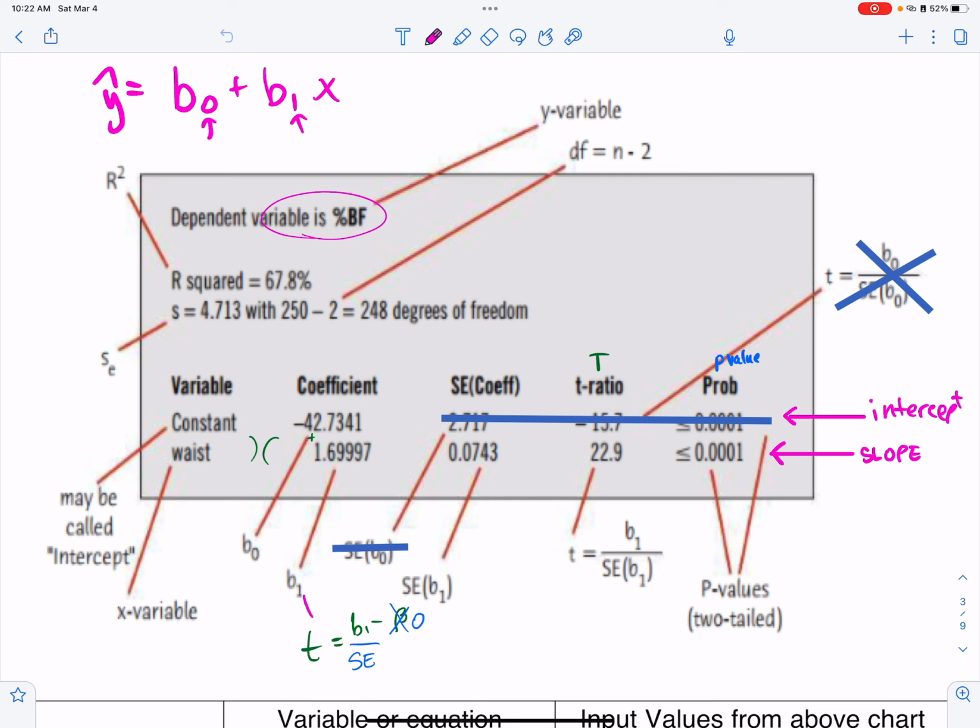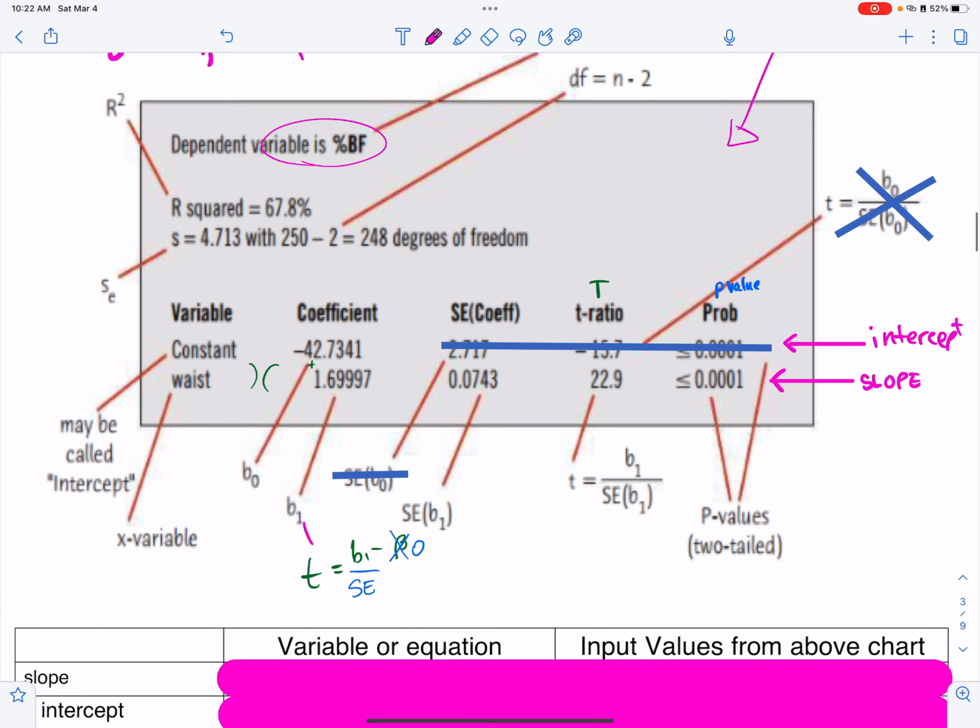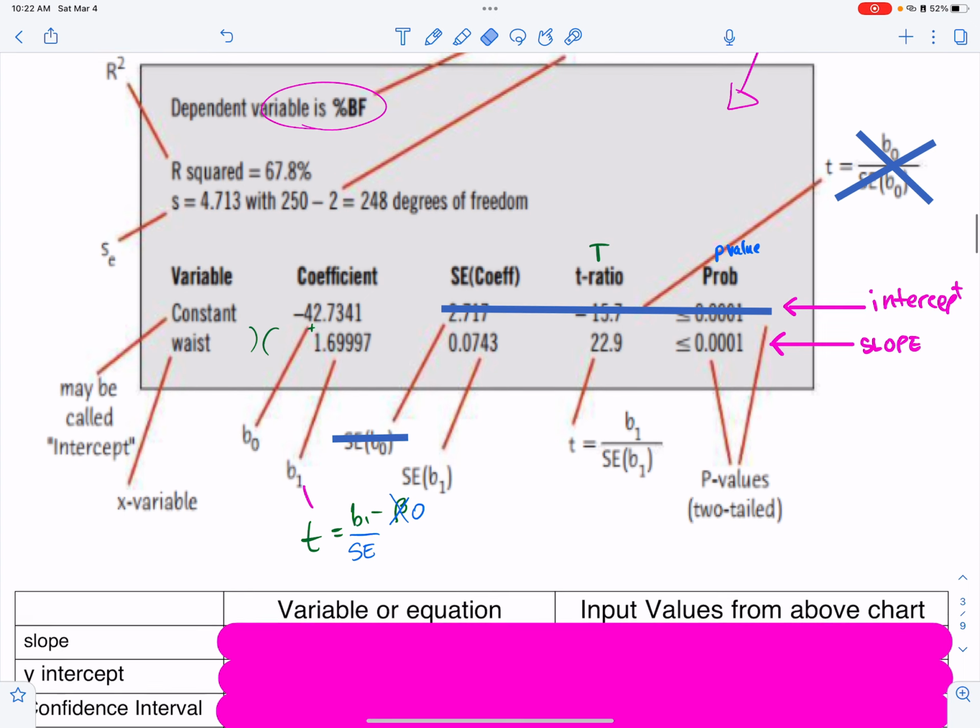A lot of great information, and all of this data comes out in that information. However, most of the time for the test, they just give you the data output. So I want to make sure you know what all these things are. So let's look here.